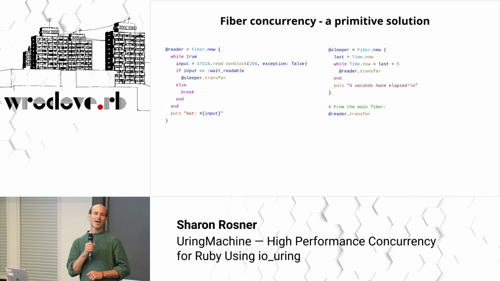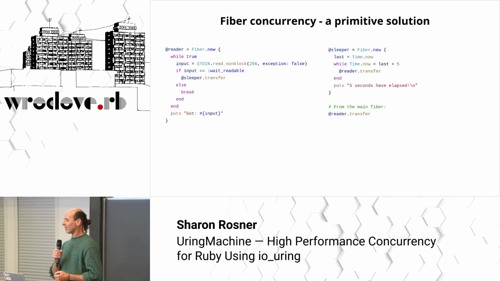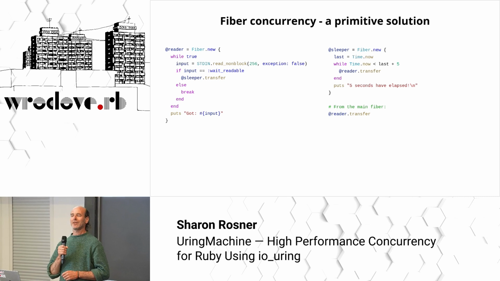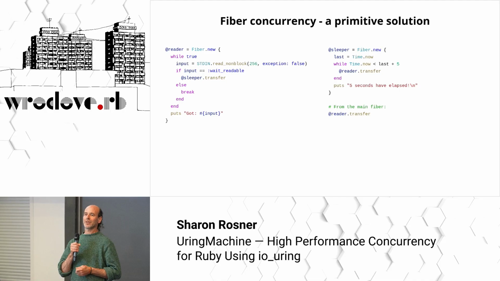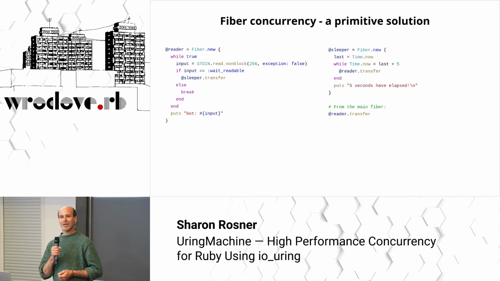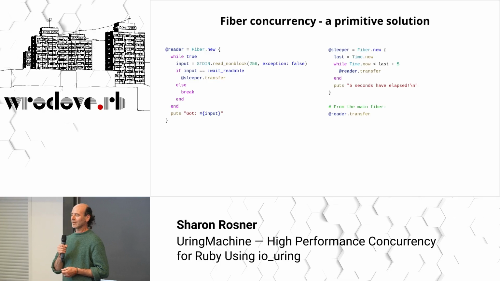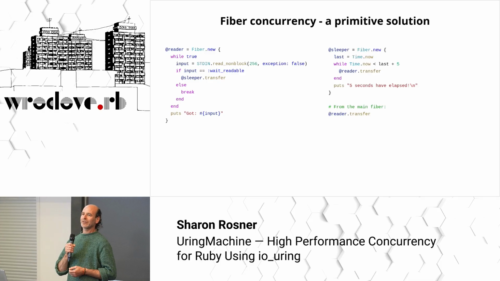So let's look at how we work with fibers in order to achieve concurrency. Now, the program that we see here does two things at the same time. One task is to read from standard in and to print back the data that we read to the terminal. And the other task is to sleep for 5 seconds and to print the message to the terminal. So we start by creating two fibers. And for each fiber, we provide a block of code that will be run in the context of the fiber.